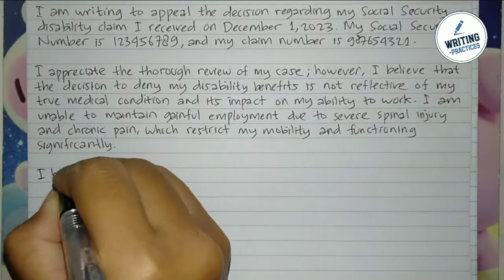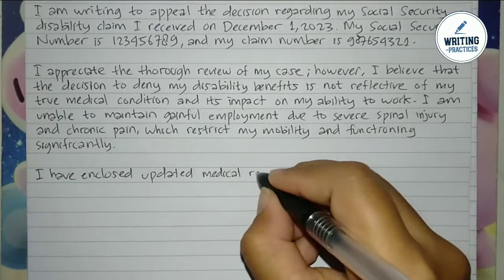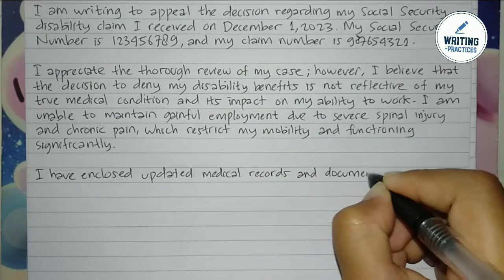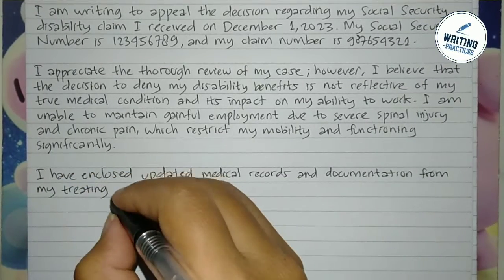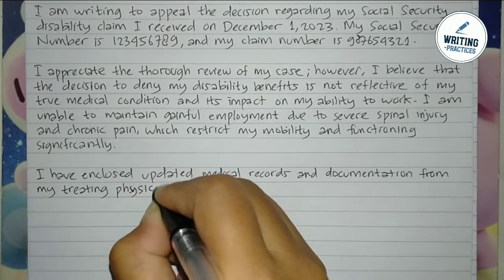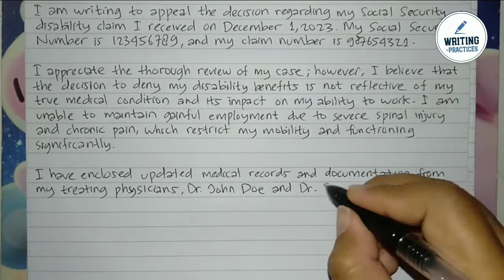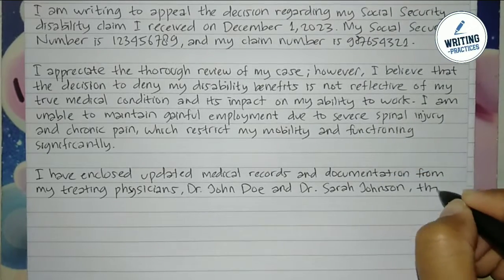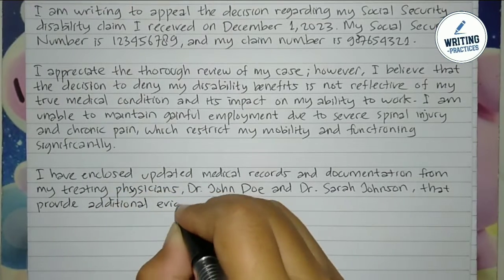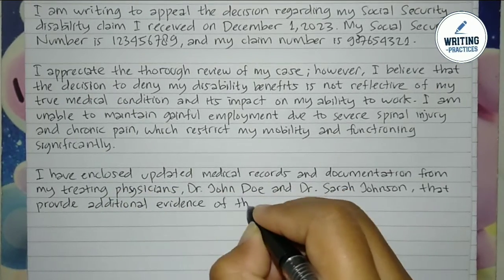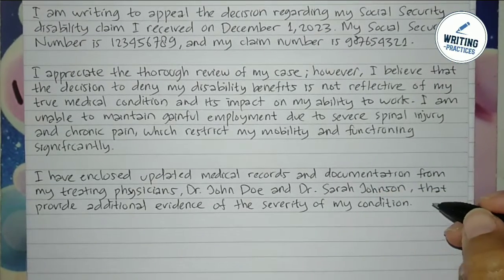In the third paragraph, you need to include supporting medical records. The reason your application was rejected may be because you lack supporting medical records. It is highly recommended that you send more than one doctor's notice. Mention that you have enclosed updated medical records and documentation from your treating physicians. And here is the example. "I have enclosed updated medical records and documentation from my treating physicians, Dr. John Doe and Dr. Sarah Johnson, that provide additional evidence of the severity of my condition."